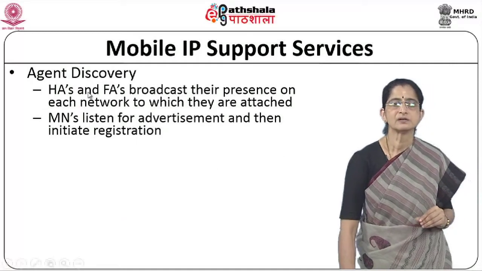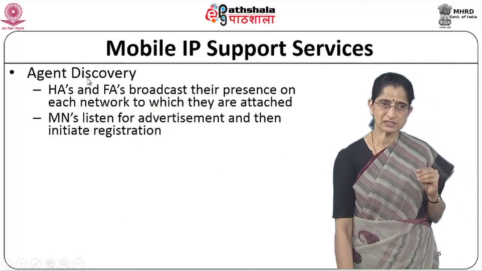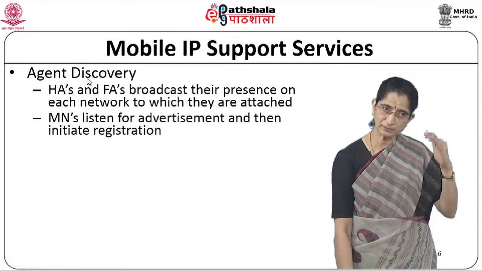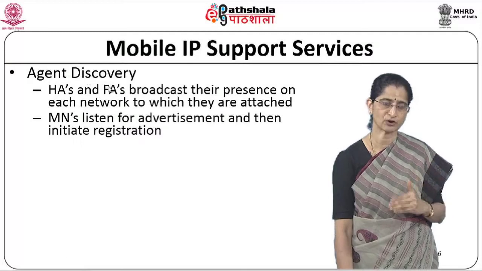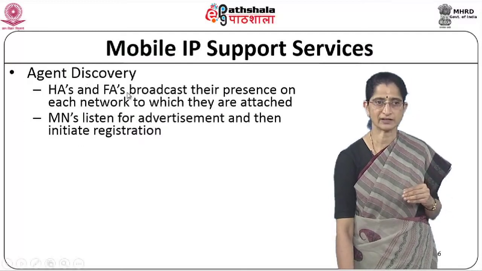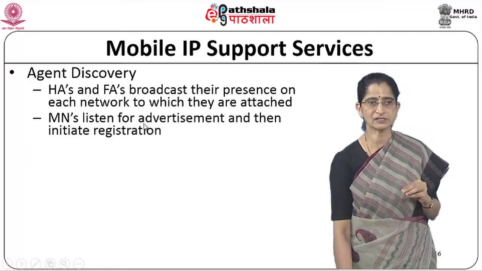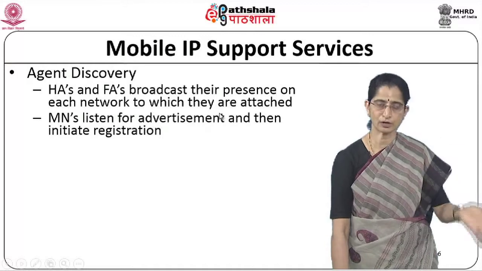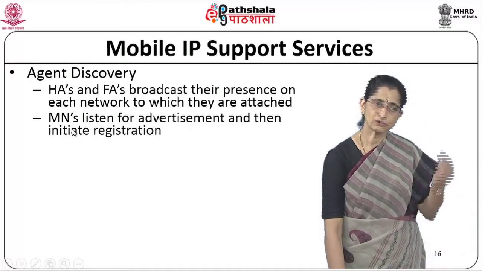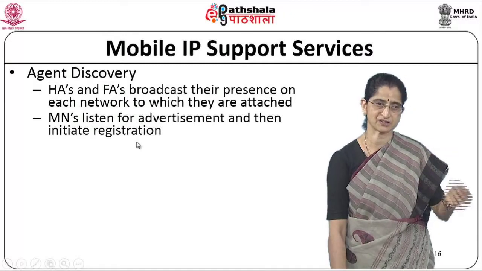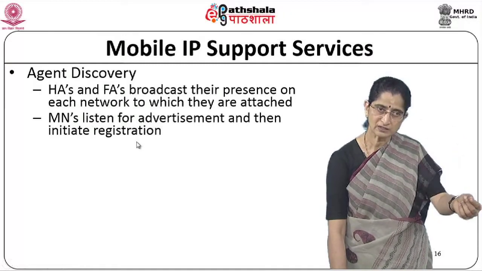First, you need to know that there is something called a home agent and a foreign agent, and you need to know what their addresses are. You need to know the presence of the home agent and the foreign agent. These agents will broadcast their presence on each network to which they are attached, so they keep sending out broadcast messages. Now the mobile node will listen for advertisements and then initiate a registration. It will register itself to that particular agent.